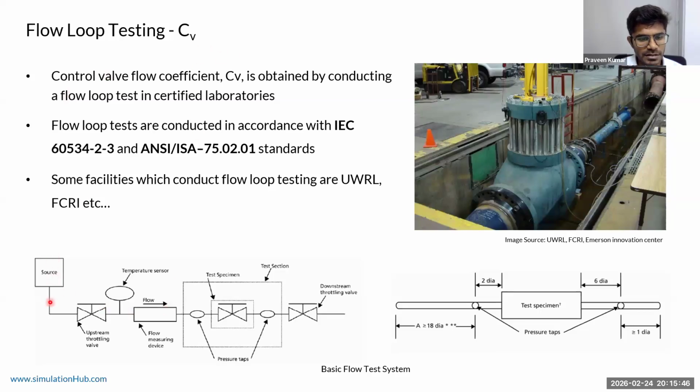First I'm talking about CV. This is the complete line diagram which shows the setup to measure the flow capacity and torque. This is the valve test specimen installed, and the pressure tappings are installed upstream and downstream. Upstream, you have to install 2 times the diameter and then 6 times the diameter of the test specimen, the valve we are testing, on the downstream side.